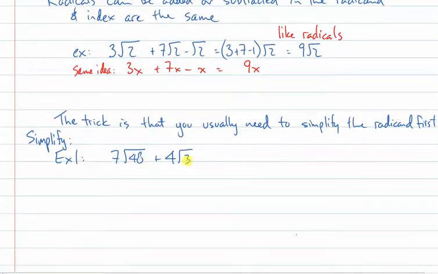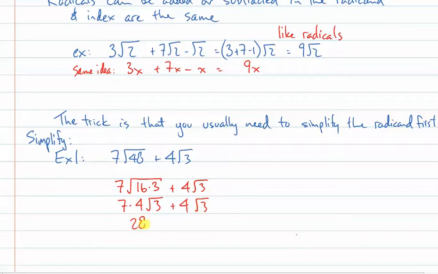So when I look at the root 48 and the root 3, I need to think of 48 as factors where 1 is a perfect square. When I have 16 inside the radical, I'll have 4 outside the radical. Nothing to be done with the 4 root 3, but the first term simplifies to 28 root 3.